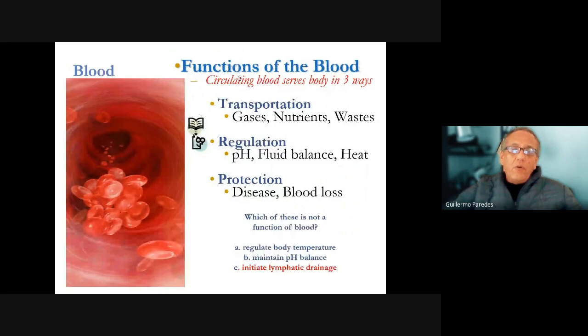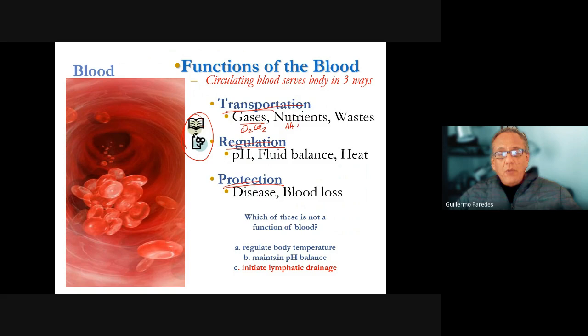All right, so the functions of the blood. This is a question for the exam: transportation, regulation, and protection. Okay, the TPR. Transportation is going to transport the gases, oxygen and carbon dioxide. They're going to transport all the amino acids, the fatty acids, cholesterol, triglycerides, and the carbohydrates. And waste products, for example urea. The urea is the waste product that is going to be eliminated through the kidneys.